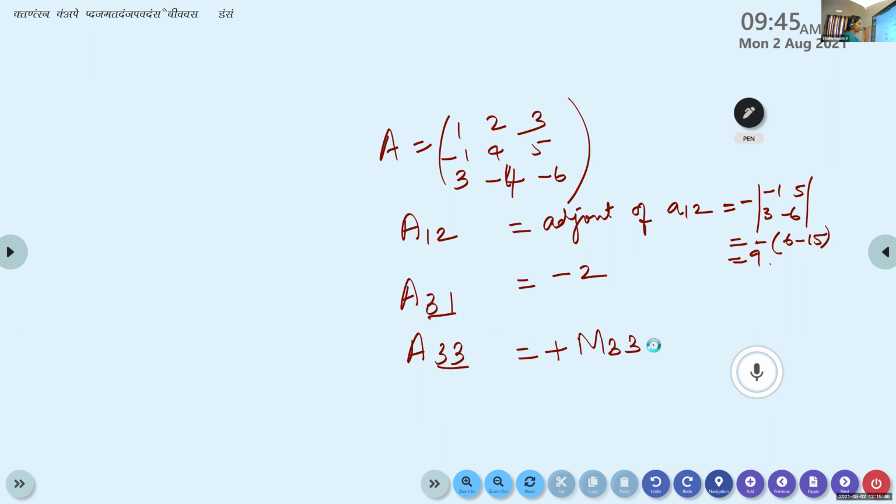What is M33? Leave the row and column containing this. So we get determinant 1, 2, minus 1, 4, isn't it? So we'll get 4 plus 2, which is equal to 6.